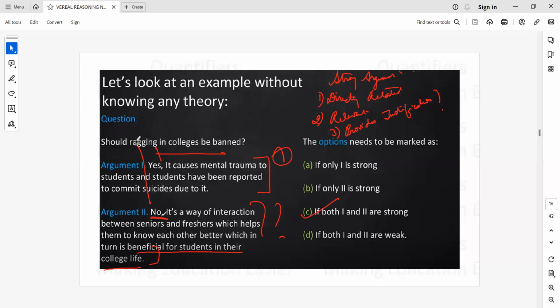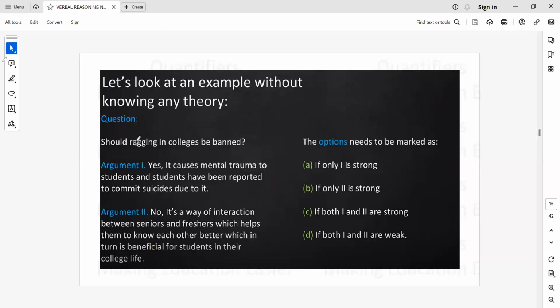Because in the case of saying no, there is a valid reason, okay? And the reason is providing a justification, and it is relevant and directly related to your question statement, right? So this is how the question on strong and weak arguments will appear in your paper. We're going to solve a couple of questions based on it now.